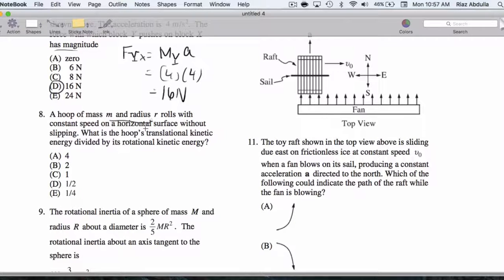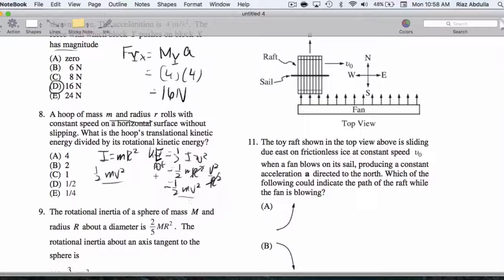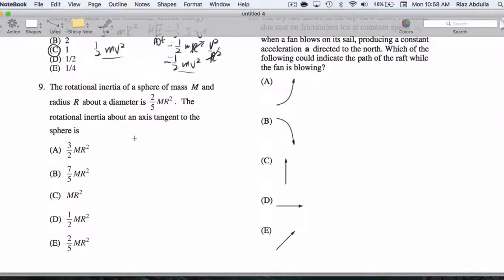All right, a hoop. I for a hoop, that's the only one they don't give you. You're going to memorize it as mr squared. So let's get the rotational kinetic energy. That's 1/2 I omega squared, which is 1/2 mr squared times v squared over r squared, because omega is v over r. These cancel. Oh, isn't that cute? So we get 1/2 mv squared for the rotational kinetic energy. And then for the translational, it's 1/2 mv squared. They're exactly the same in proportion, so it's a 1-to-1 ratio. That's C.